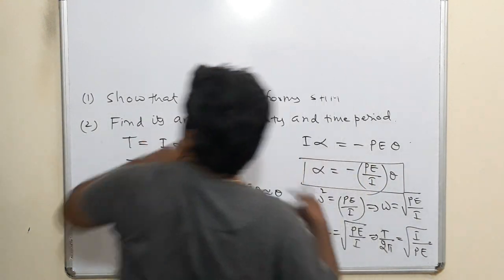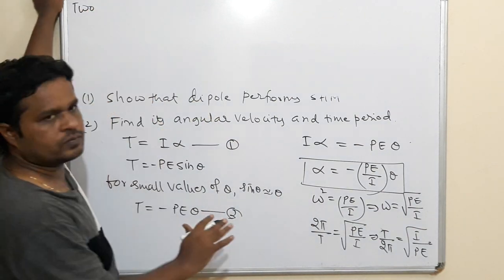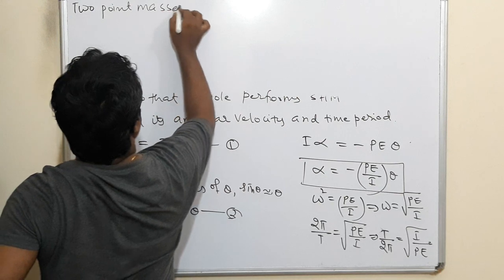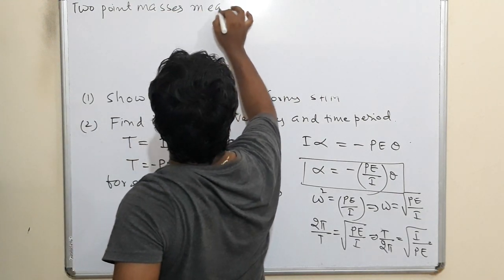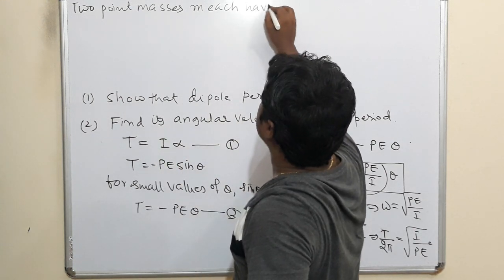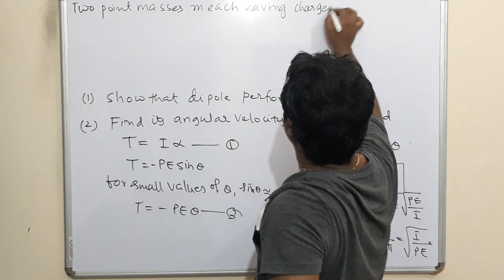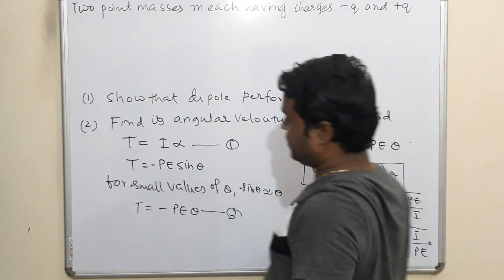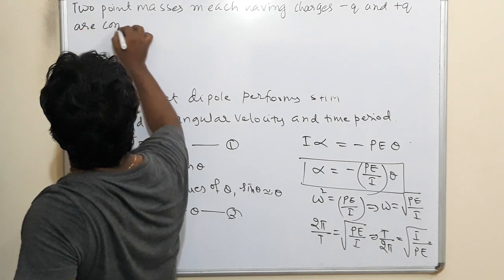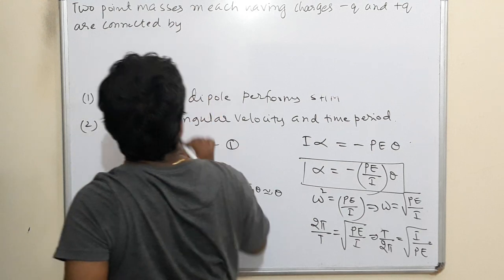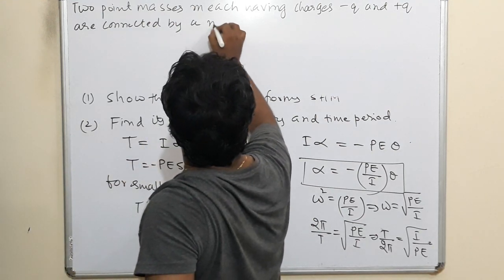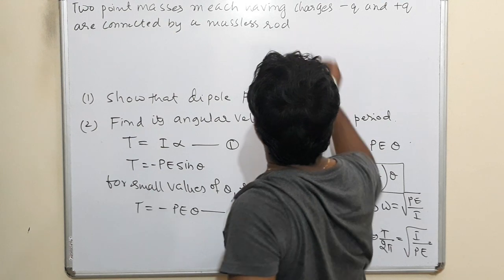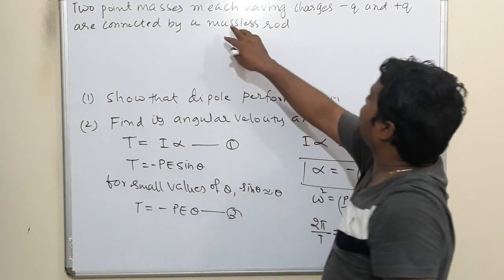Same example you take. Okay, let's see. Two point masses, m each, having charges minus q and plus q, are connected by a massless rod, maybe in massless rod length.